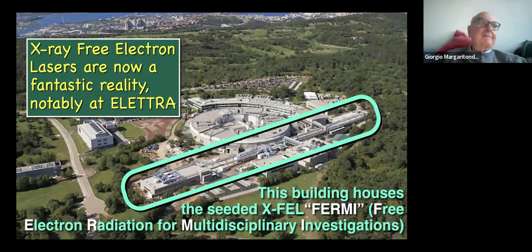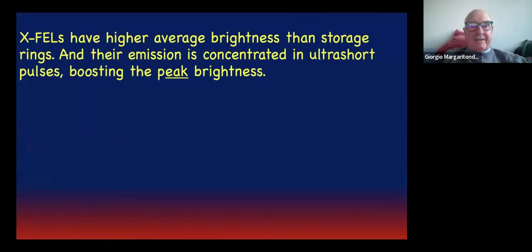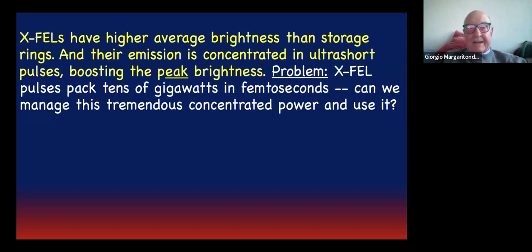A reality with some problems, because what we are doing in this way is that we are packing a tremendous amount of energy in a very short pulse of X-rays, okay? So we are getting a tremendous peak brightness, but with characteristics that cause problems, because we're talking about gigawatts in femtoseconds. This is an unprecedented concentrated power of electromagnetic energy.